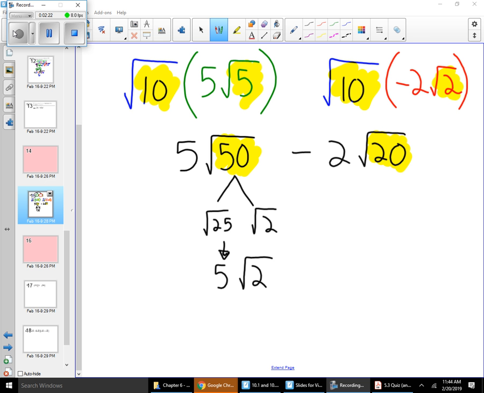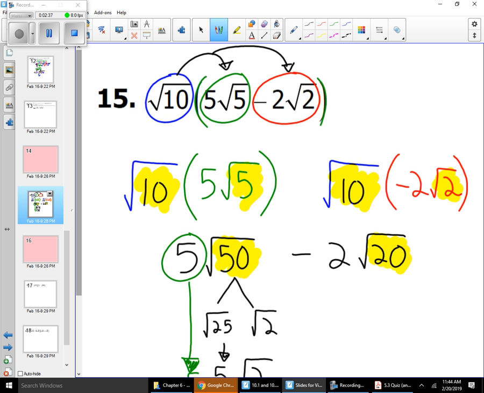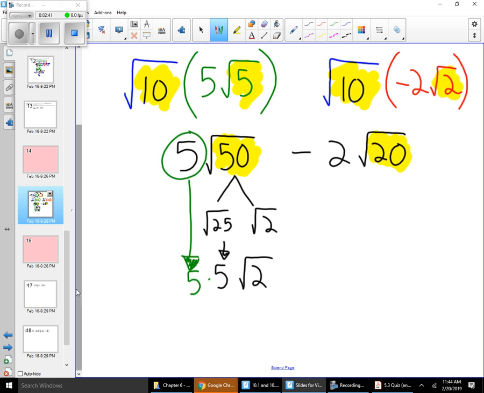We want to be careful. One of the most common mistakes I see is for people to lose their coefficients, especially when that coefficient matches one of the other numbers in the problem. So we have a 5 that comes from the original 5 in this problem that we started with, the 5 root 5 here. We also get a 5 that comes out of the square root of 25. So we do want both of those 5s when we start putting together that final answer.